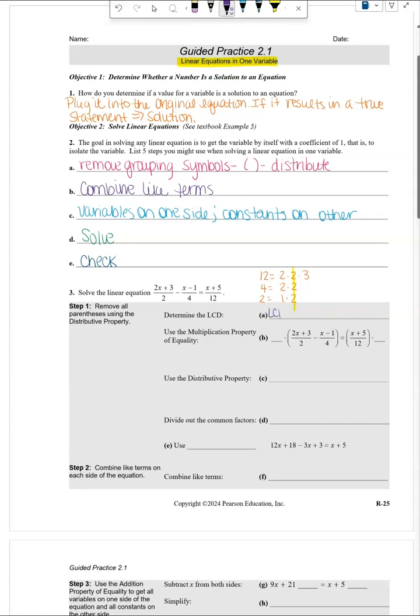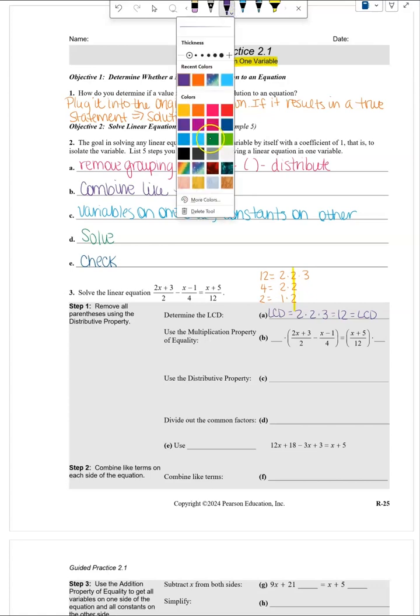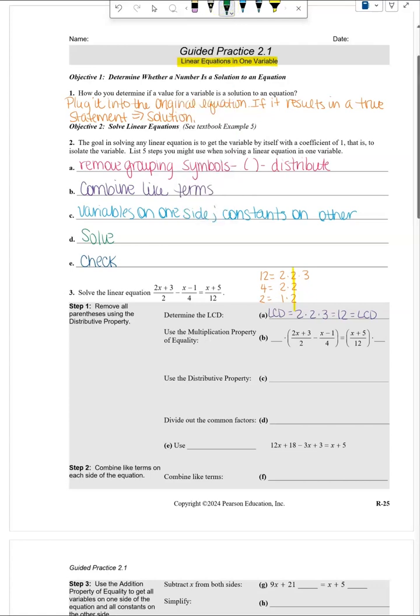So the least common denominator is going to start with that 2. And then what we have outside is going to be a 2 and a 3. So times 2 times 3, that makes our least common denominator equal 12. We could have written the 1 down there too, but it's kind of silly because anything times 1 is just itself. Now it wants us to use the multiplication property of equality, which means we're going to multiply both sides by 12.